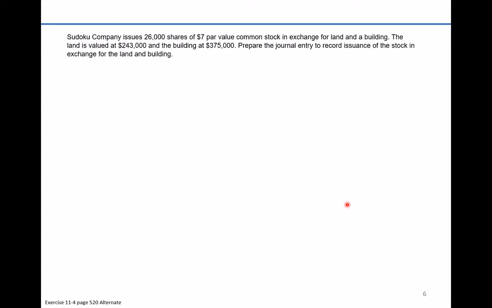It says Sudoku Company issues 26,000 shares of $7 par value common stock in exchange for land and a building. The land is valued at $243,000 and the building at $375,000. We're asked to prepare the journal entry to record the issuance of the stock in exchange for the land and the building. Well, this transaction is pretty straightforward.